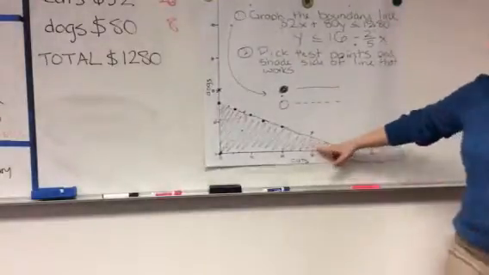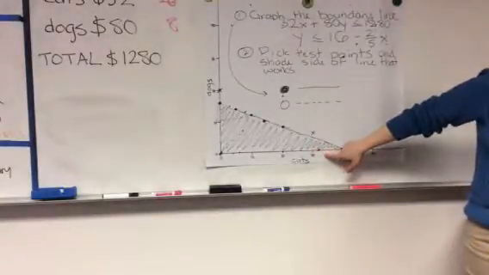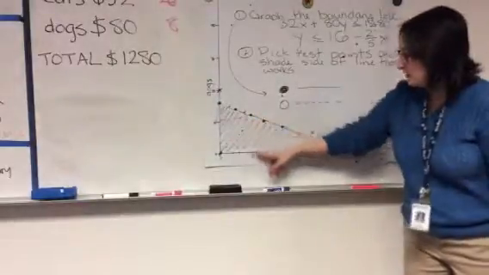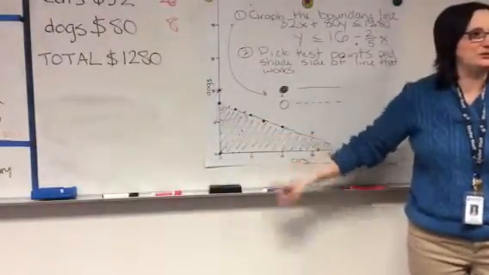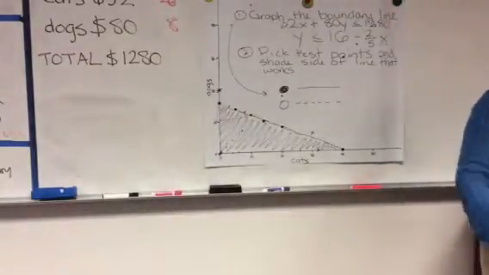What you guys just found is a graph of a 2-variable inequality. And you just mathematically represented all the possible solutions to that. So all the possible solutions would be that shaded area. I can pick anything in the shaded area and it works.